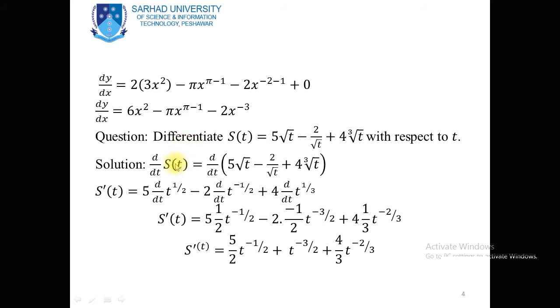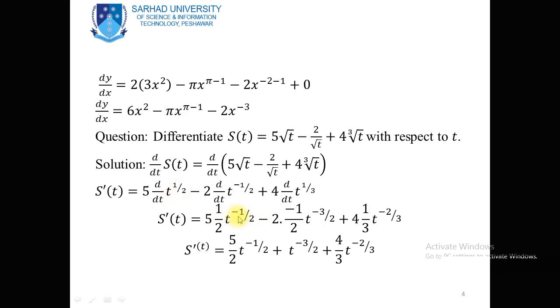So taking the derivative with respect to t on the left hand side and on the right hand side also. So derivative of the s function with respect to t can be written as s prime of t is equal to 5 into derivative of t power 1 over 2, minus 2 into derivative of t power minus 1 over 2 with respect to t, plus 4 into derivative of t power 1 over 3 with respect to t. Now using the power rule in this term, multiply this power with the coefficient and subtract 1 from the power.